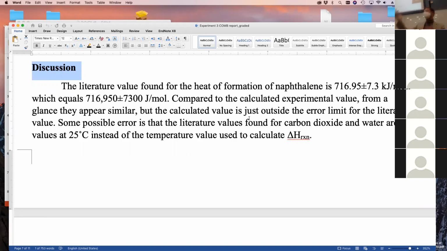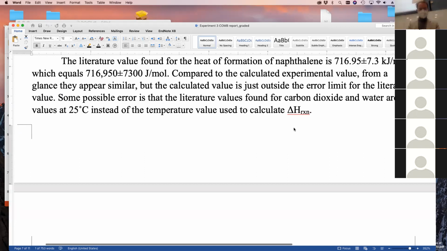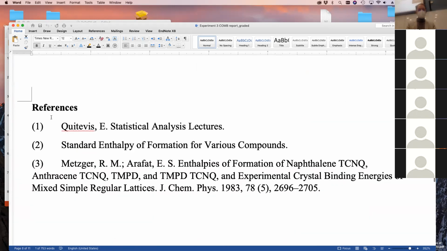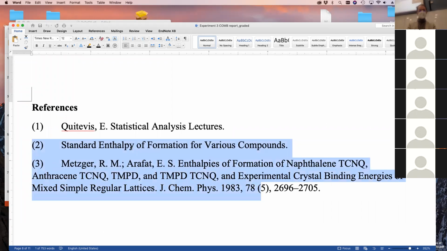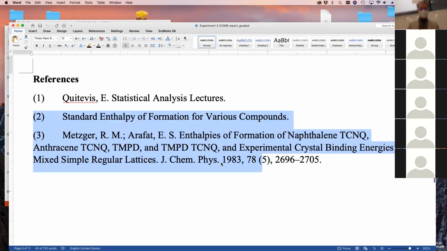So that could be one cause of the discrepancy. Okay. You want to include at least 2 references other than the lab manual. So in this case, the student gave references to basically the literature values for the heats of formation of benzoic acid and naphthalene.